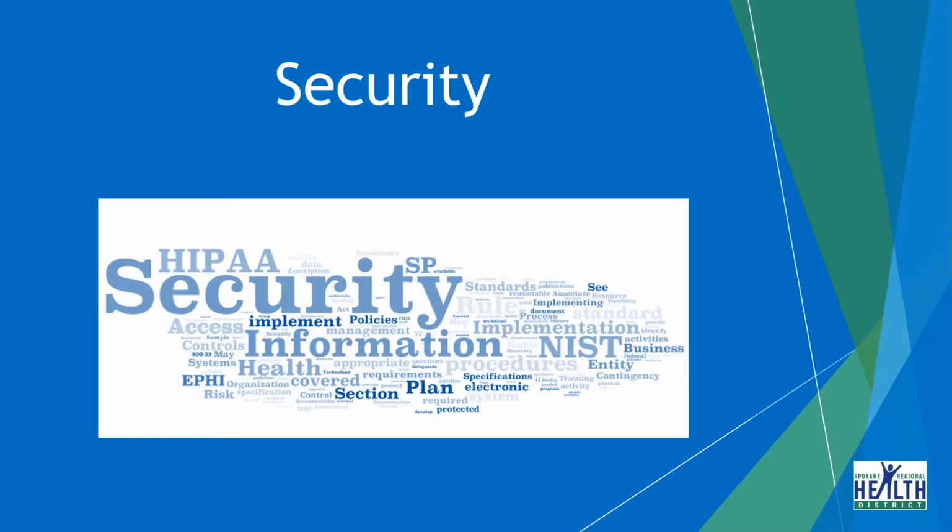The security rule was adopted to implement provisions of HIPAA. The rule is made up of three areas: administrative safeguards, physical safeguards, and technical safeguards. Each area encompasses standards which a covered entity, such as SRHD, must implement.